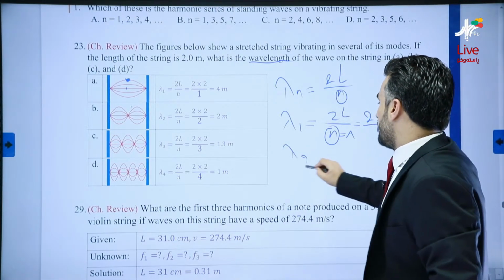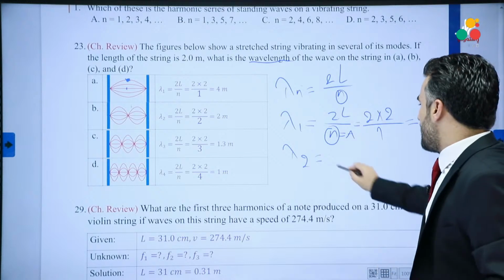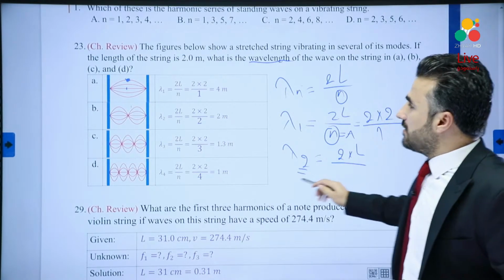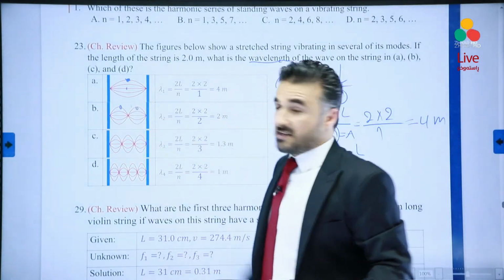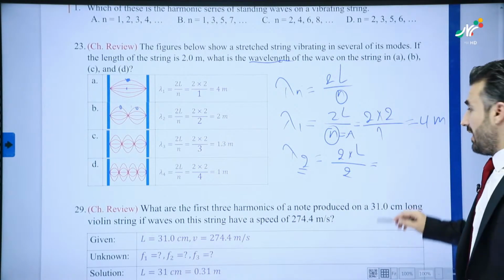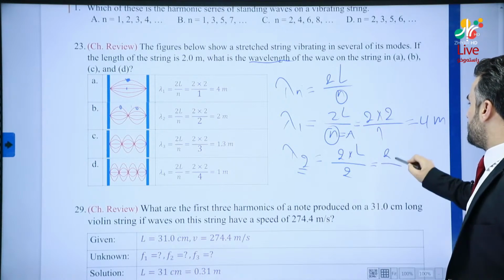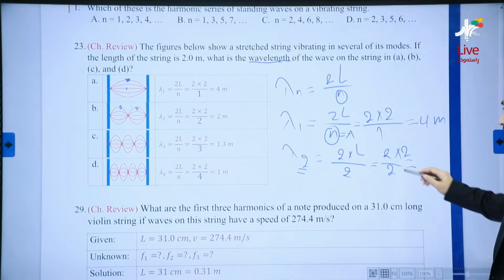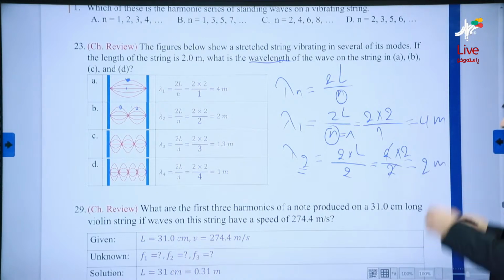What about the second one here? Once again, 2 times the length, right? Since it is the second one, take a look. How many antinodes do we have? That is 2, or you can say second harmonic, yeah? And of course, it's 2 times 2 divided by 2. Now that is 4 divided by 2. These two cancel out, of course, we have 2 meters.